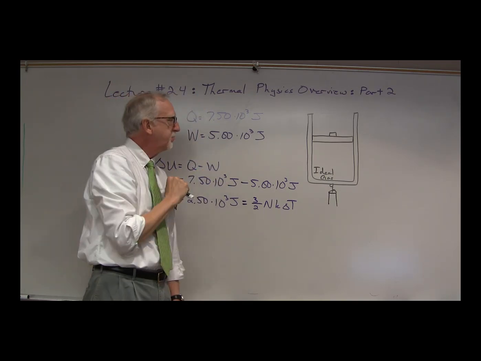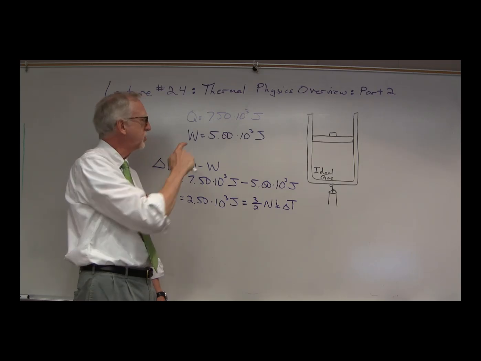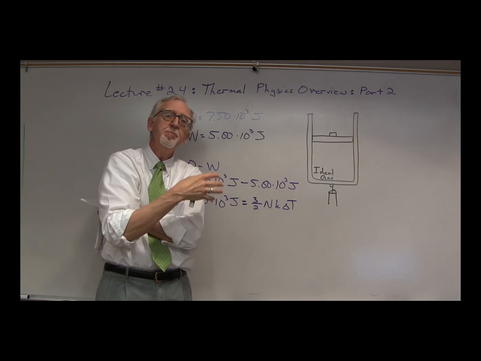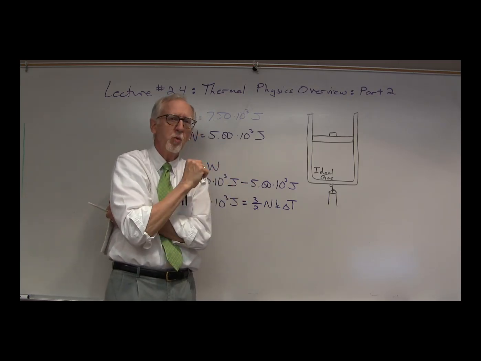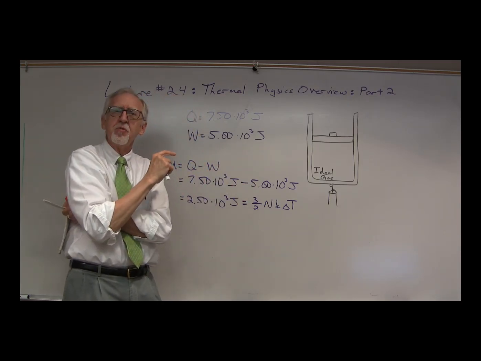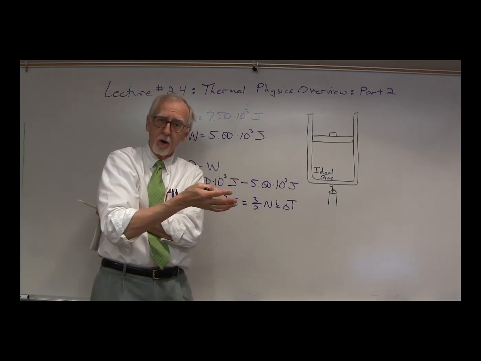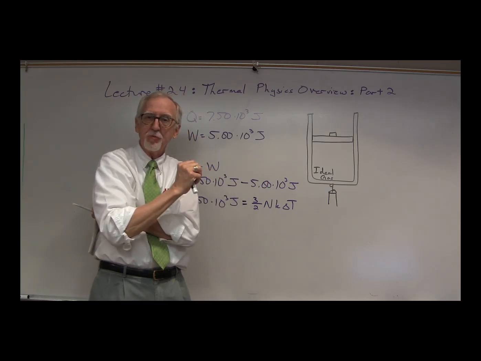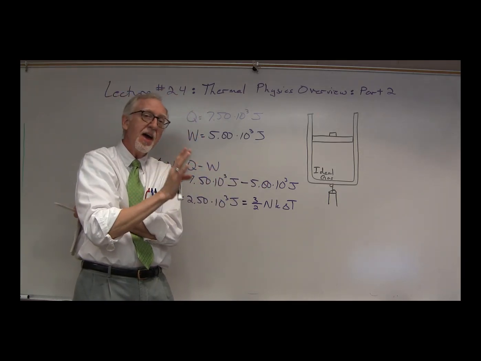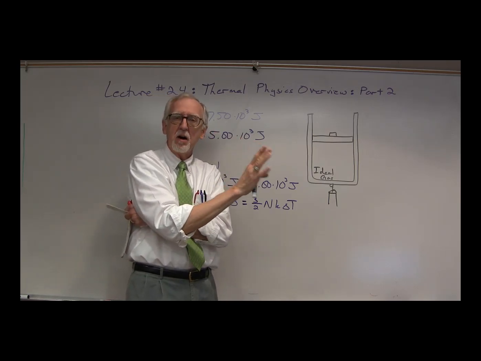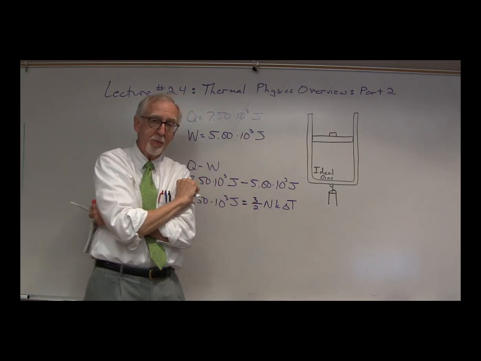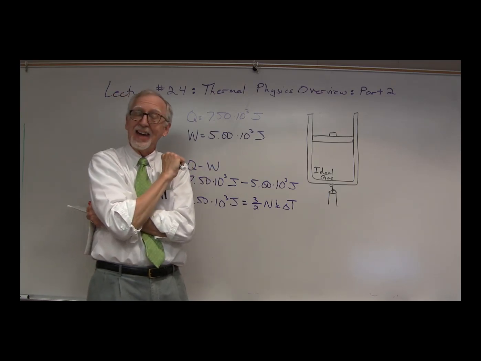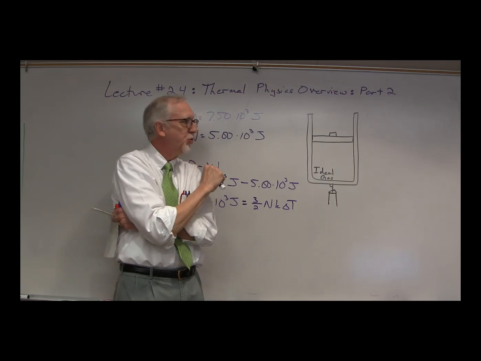W is 5.00 times 10 to the 3 joules. So what does this mean? W is positive, so the system is doing work. The gas is doing work. How is it possible for an ideal gas to do work? Remember, work is a force times a displacement. So when we define work, we've got W equals F delta R cos theta, where, remember, theta is the angle between the force and the displacement.